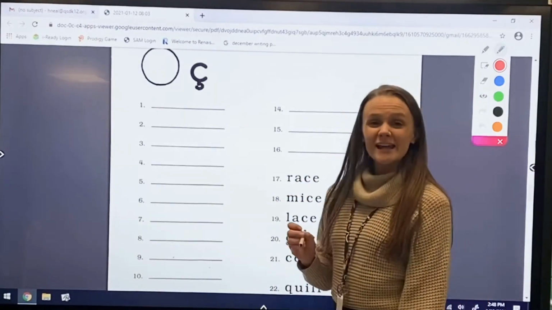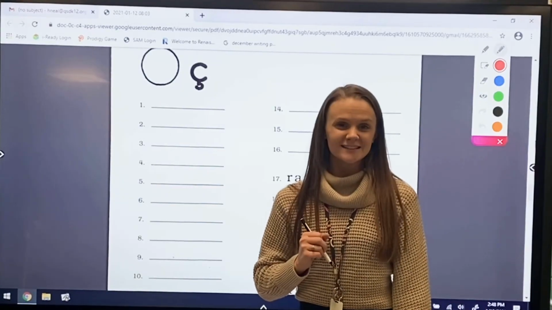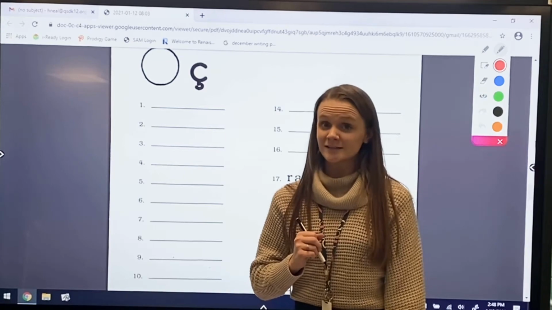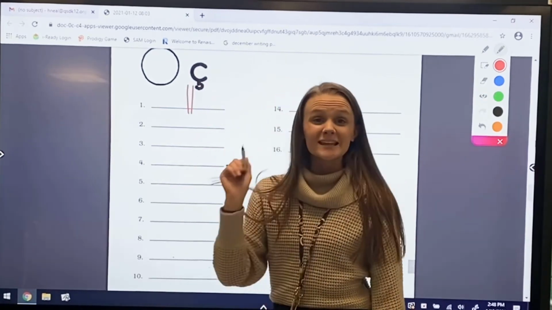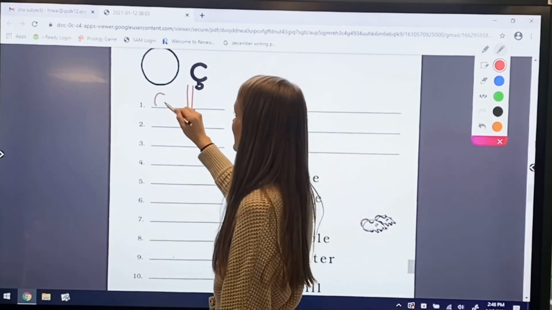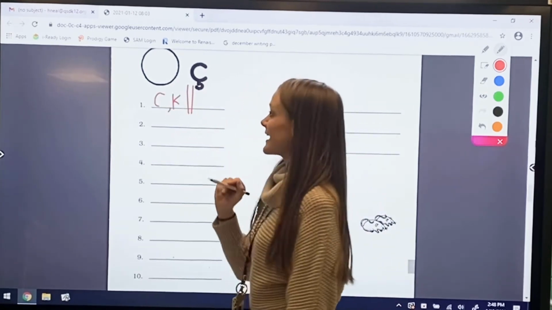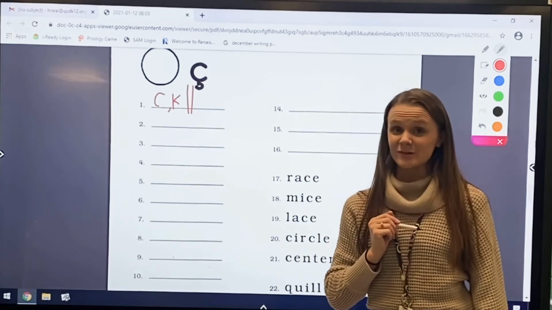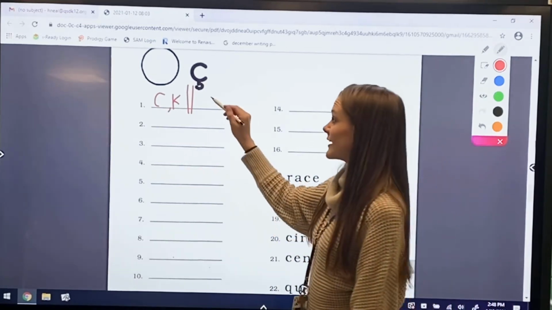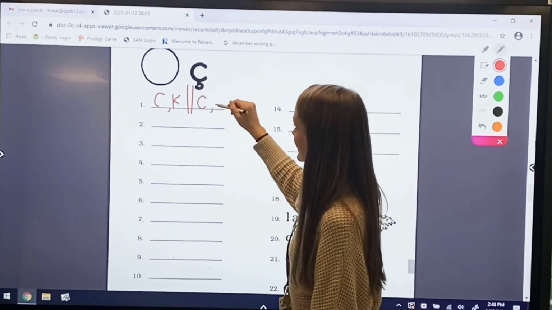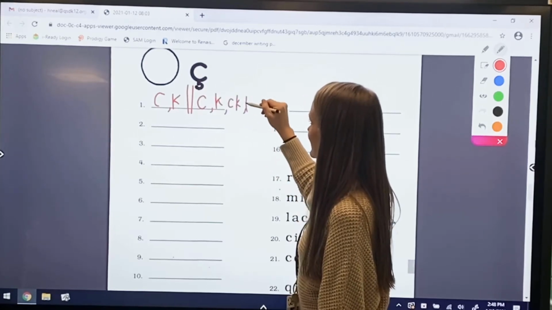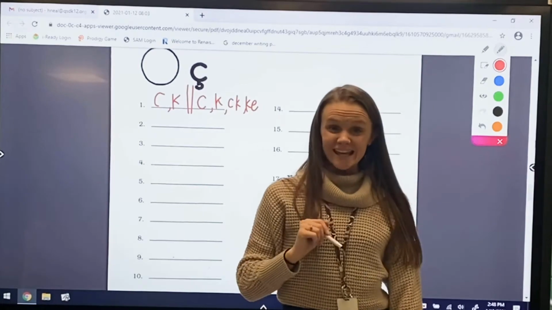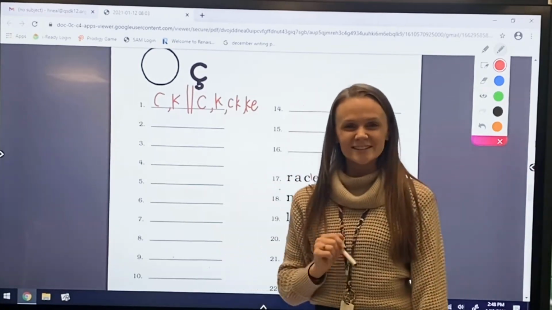For number 1, my letter sound is k. K. So I'm going to divide my line into 2 parts. At the beginning of a word, letter C and letter K can make the k sound. At the end of a word, letter C, letter K, the digraph CK, and K, sneaky E can make the k sound. Excellent!